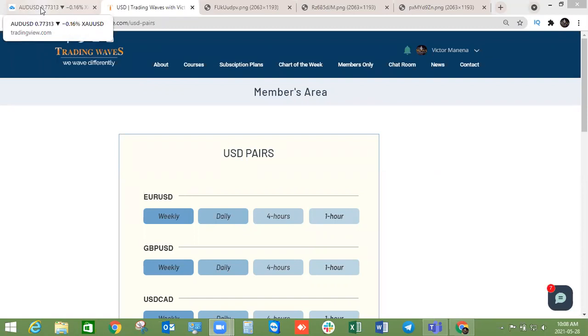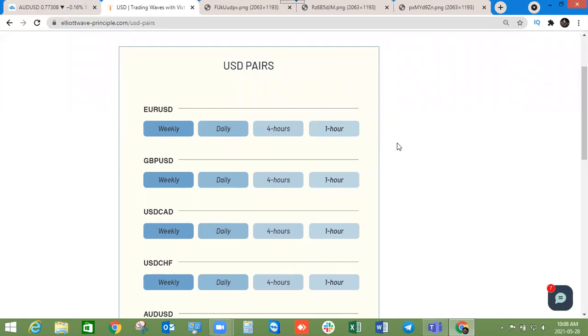So let's get started with the analysis for this week. As I've said, this is the live trading room. We're only looking for trade setups. I will start with the US dollar pairs and see what we are expecting going forward.